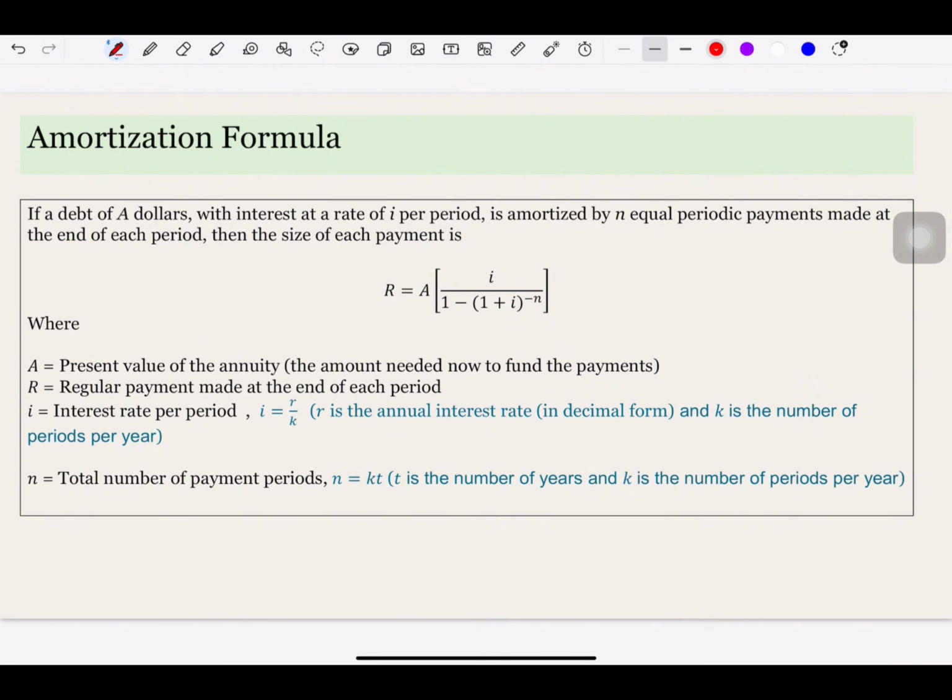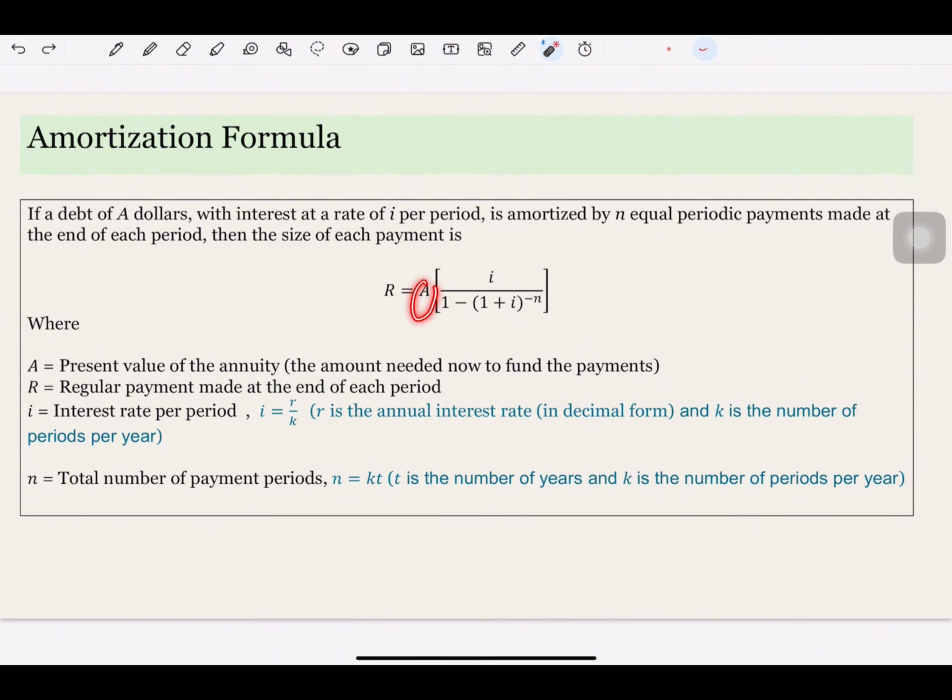If you borrow a lump sum today and agree to pay it off in equal payments over time with interest, the loan is said to be amortized. To calculate the size of those regular payments, we use this formula over here. In this formula, R represents the regular payment. So this is what you need to pay over time.